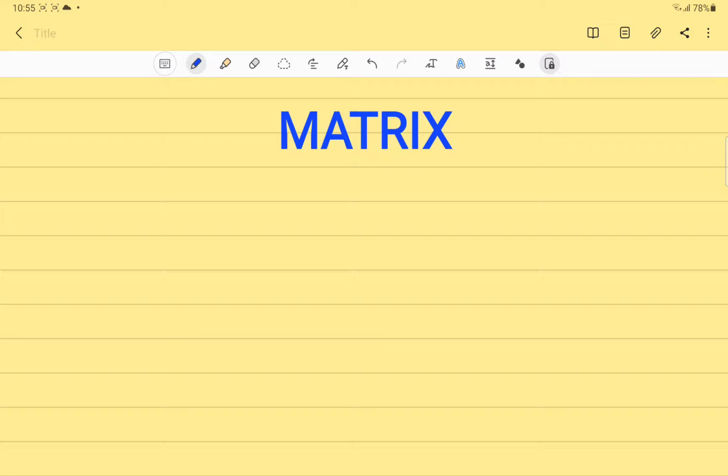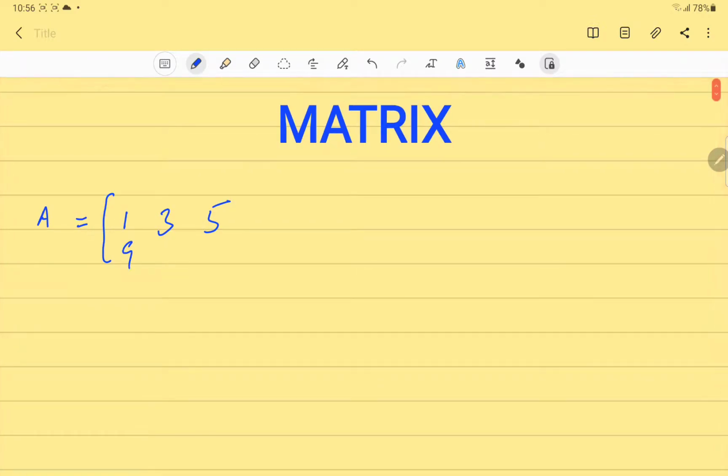So let's see some examples of a matrix. Like A is a matrix, 1, 3, 5, 9, 2, 7. So A is a matrix. It has 2 rows and 3 columns which are enclosed by brackets. This is one example of a matrix.